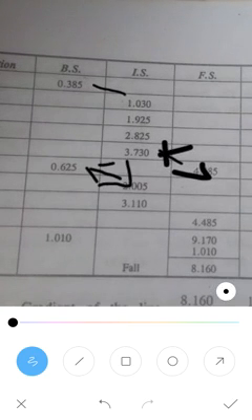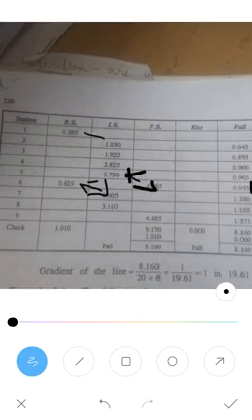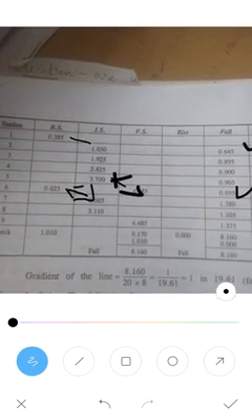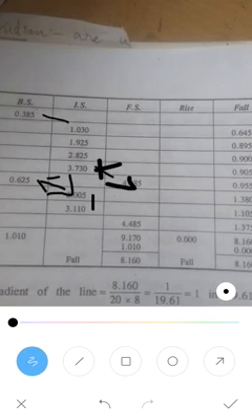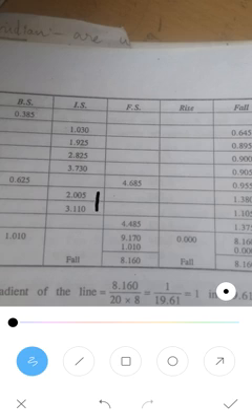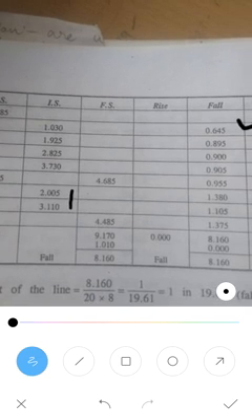The flow is backsight, after that intermediate sight. 0.625 minus 2.005 gives 1.385. Later, these two, 2.025 minus 3.110 gives 1.105. Next, after this, these two, 3.110 minus 4.485, that is minus 1.375. So you will get these values.